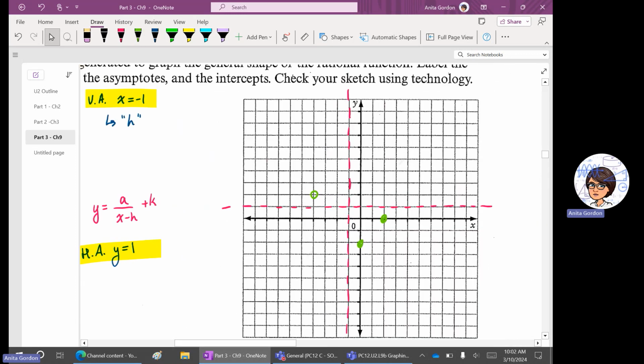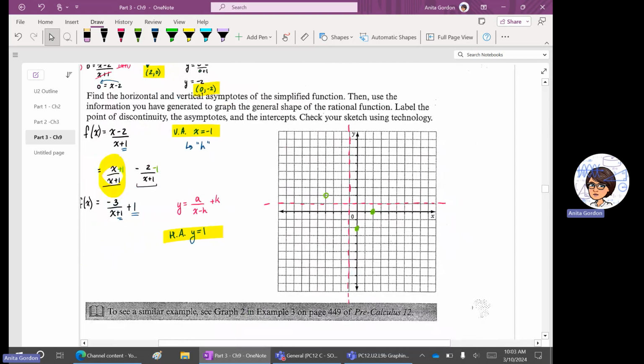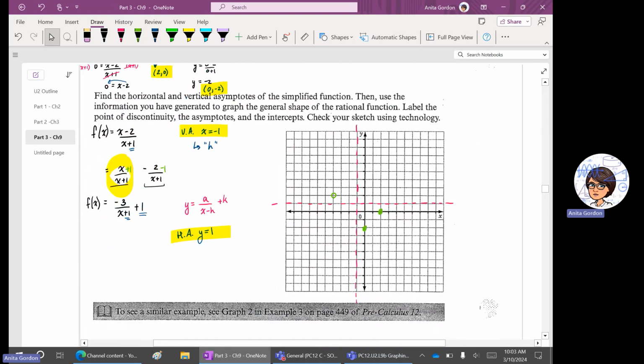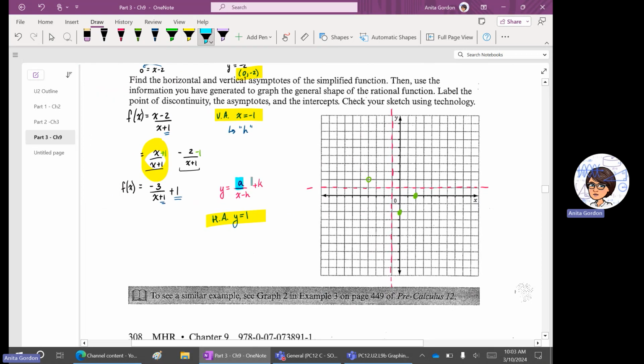Okay, now I know the shape of the graph is going to be the little C kind of shapes on either side. You'll notice that this time they're both in the second and fourth quadrant instead of the first and third, and this is because of my A value here. I have a reflection over the x-axis, so this graph is upside down. That is why my points are on the second and fourth quadrants rather than the first and third. Okay, so here is a sketch of the graph.